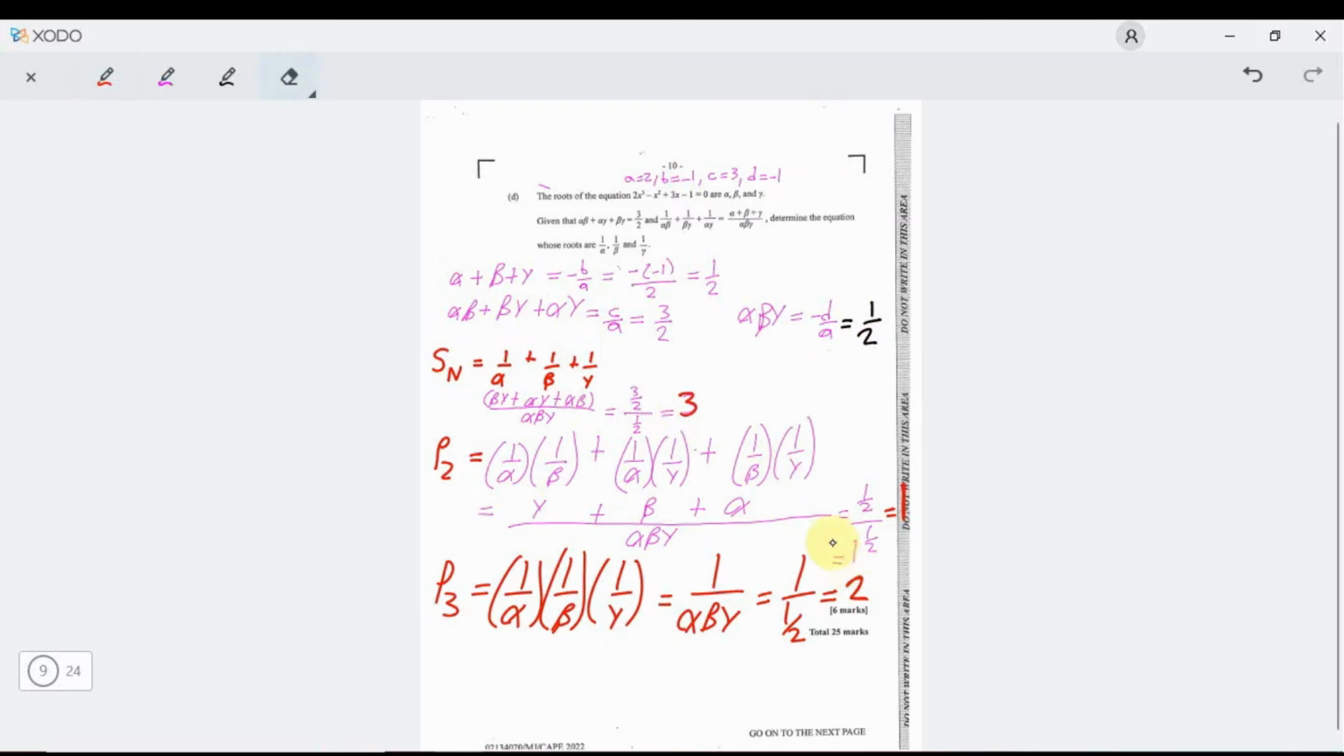So the next thing to remember now is the form of the cubic equation. Always remember it's x cubed minus the sum of the roots times x squared plus p2 times x minus p3 equals 0. So it's going to be x cubed minus 3x squared, plus p2, which is 1, so 1x, minus p3, minus 2, equal to 0. That's your answer. Easy.